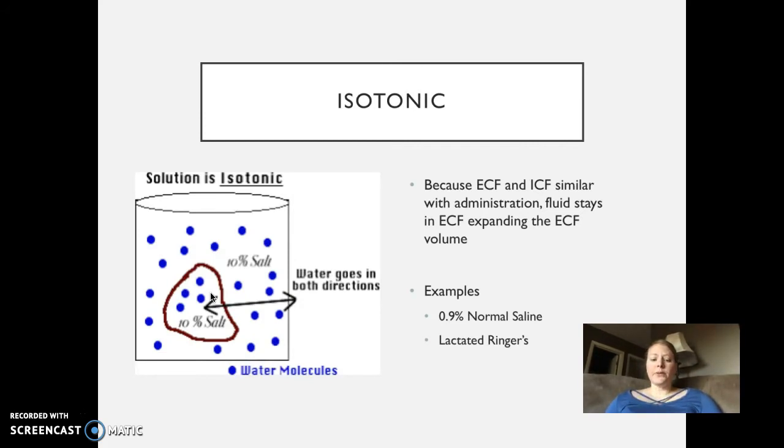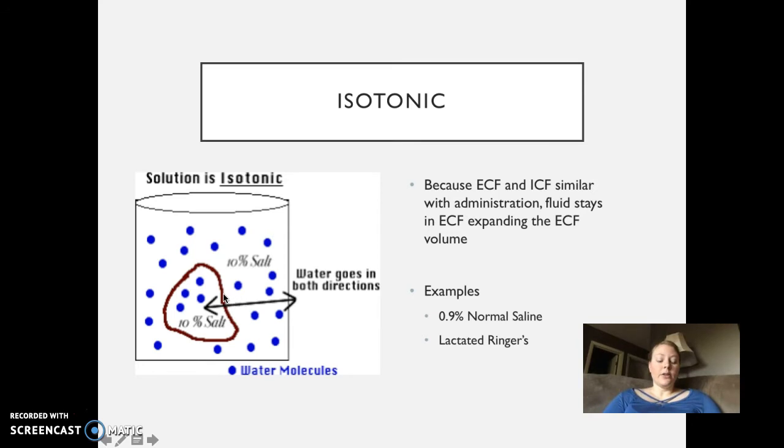So isotonic fluid has the same amount of fluid and electrolytes as inside the cell. So because the extracellular fluid and the intracellular fluid are similar, fluid stays within the extracellular space. It doesn't need to go across the gradient into the cell. So this expands the extracellular fluid volume. So a good example of this is normal saline or even lactated ringers.